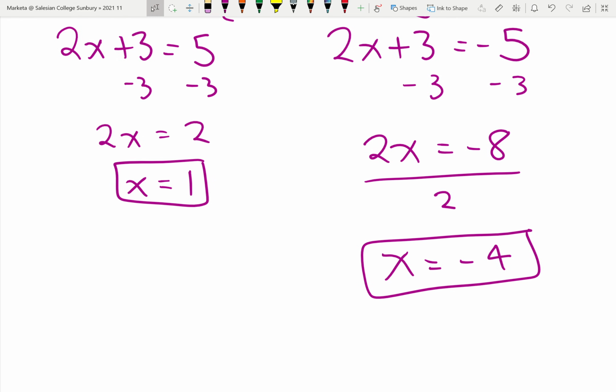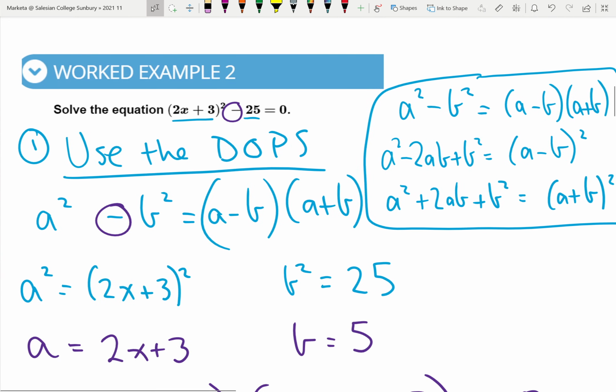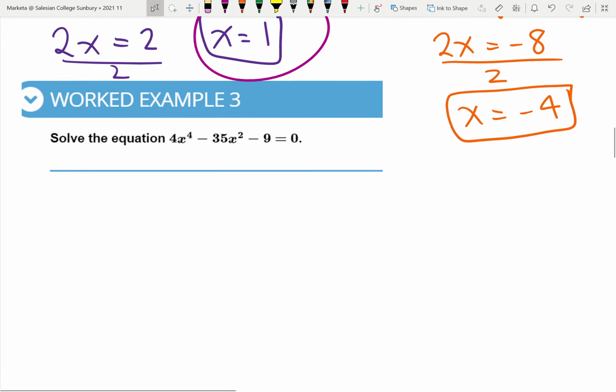So either way that you want to solve that is fine. I think it's probably better if you are good with the difference of perfect squares. So where possible, if you can identify a difference of perfect squares, try and use that. Let's go to the final example, I think.